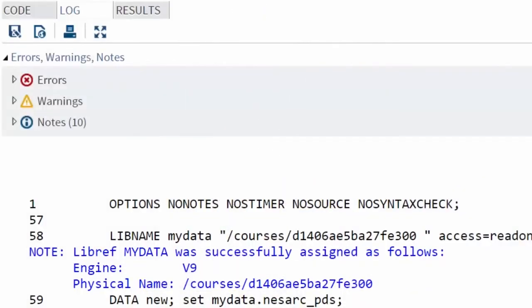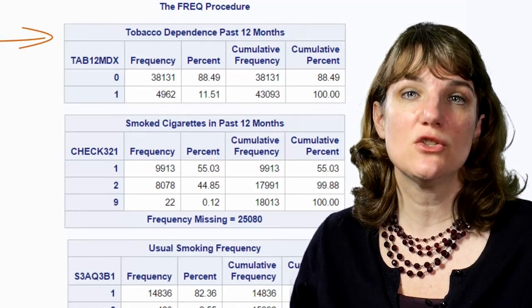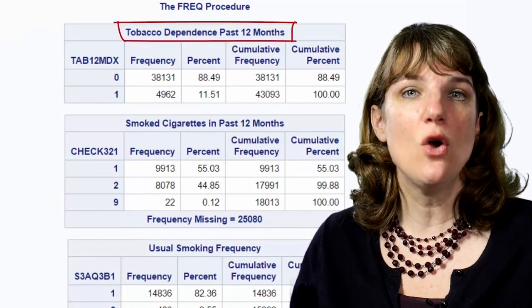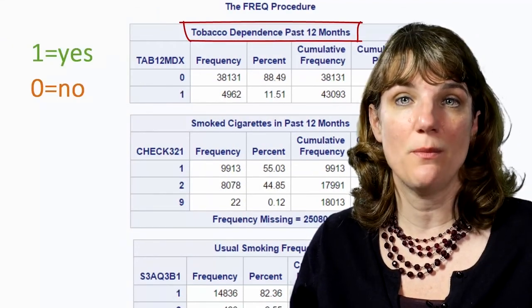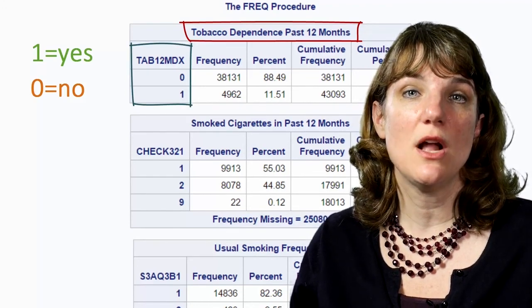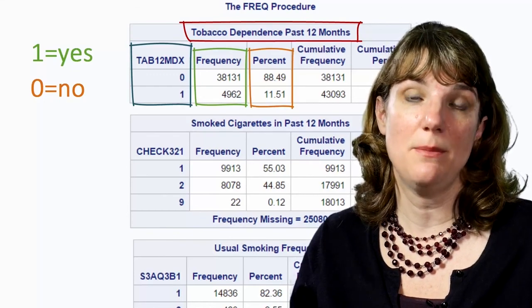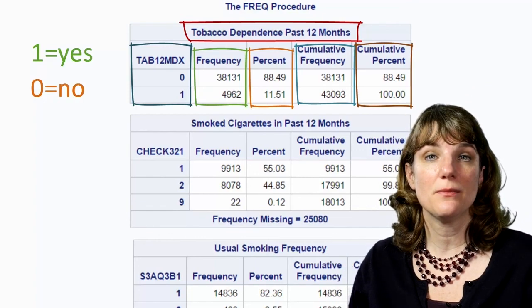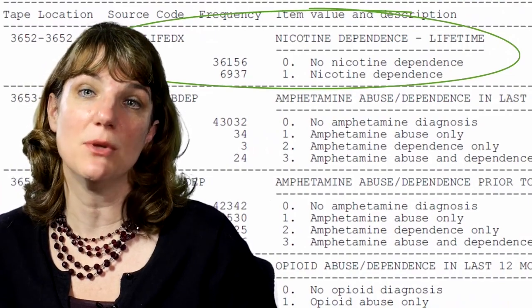In this example, our program is run successfully. If I look at the first table, which shows the distribution of responses for the variable tobacco dependence in the past 12 months, I know from consulting my codebook that 1 means yes and 0 means no. Following this list of response options, the table also shows the frequency of each, the percent of individuals with and without nicotine dependence, the cumulative frequency, and the cumulative percent. By consulting your codebook, you can interpret and describe each of these frequency tables in the same way.